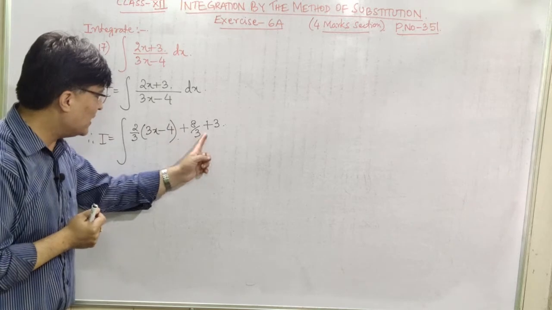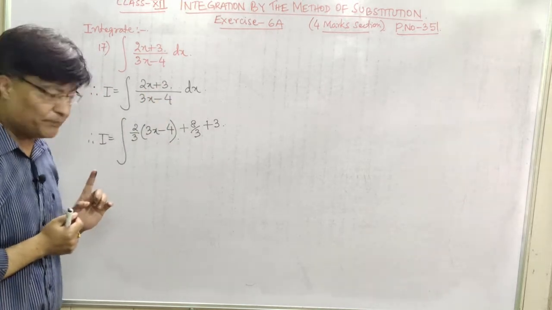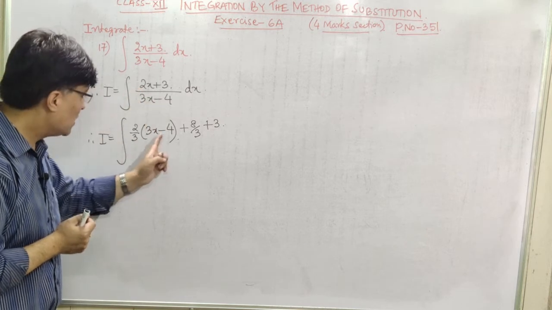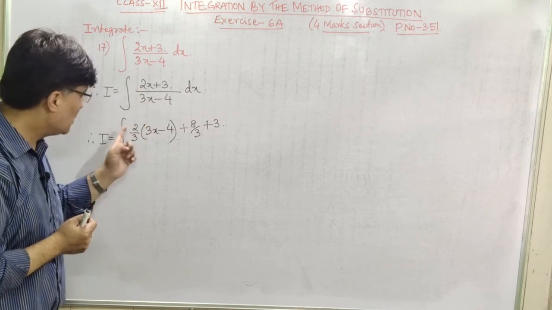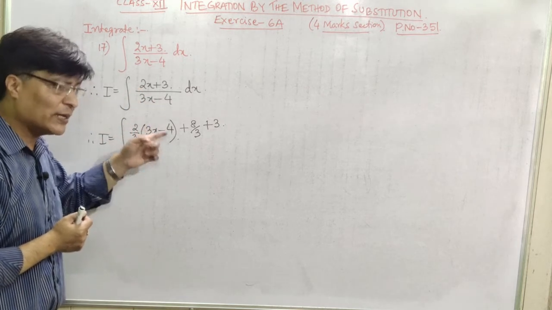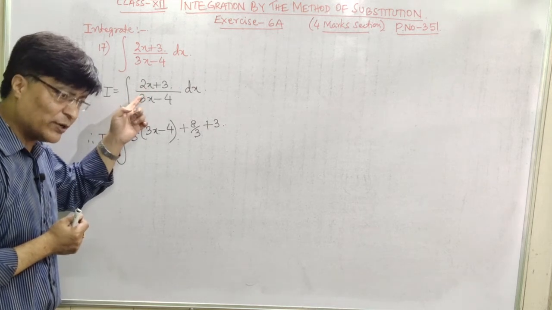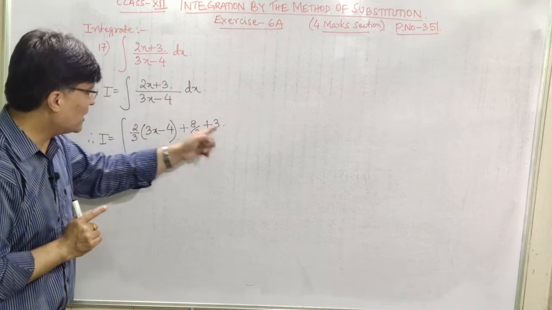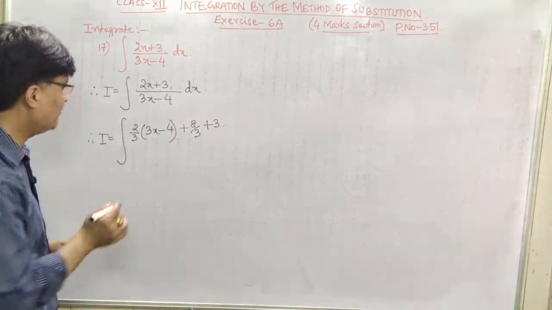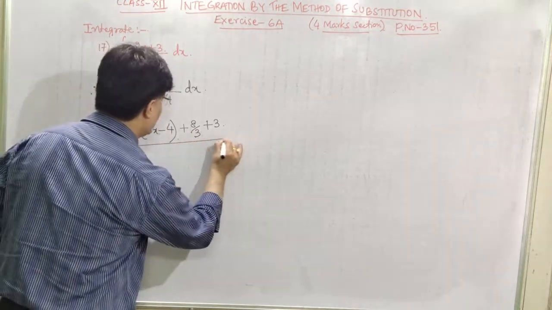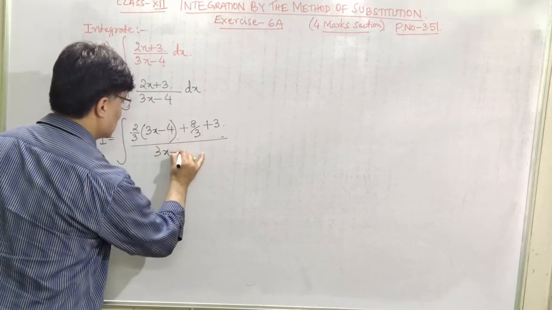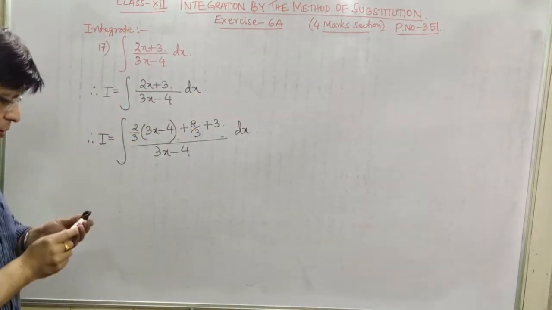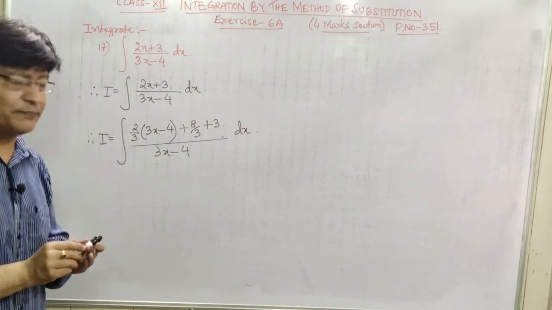If you simplify it, you should get 2x plus 3. So 2 by 3 into 3x is 2x. We are getting 2x. So minus 8 by 3 is there. If you multiply 2 by 3 by minus 4, you will get minus 8 by 3. Is there minus 8 by 3? No, you have to cancel it. So you write plus 8 by 3. Then you have to write plus 3. Okay? So whole divided by 3x minus 4. Then what do we write? dx. So now I think you have understood it.